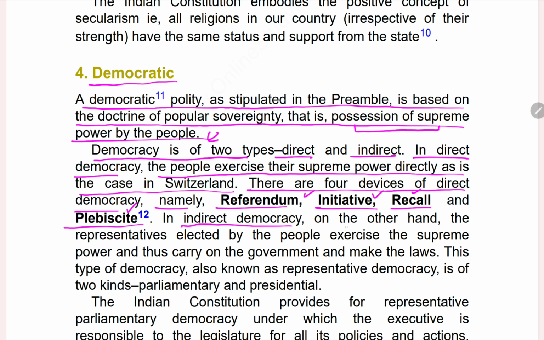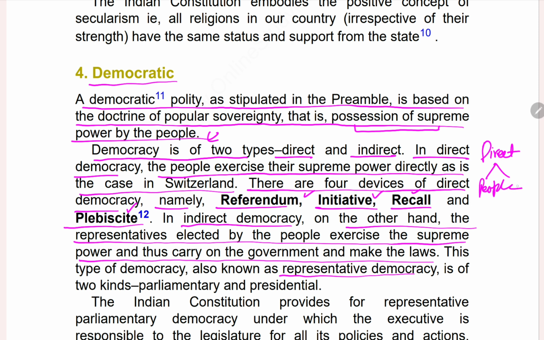In indirect democracy, on the other hand, the representatives elected by the people exercise the supreme power and thus carry on the government and make the law. We also call this type of democracy a representative democracy, which India follows. So in direct democracy, people directly take part through referendum, and in indirect democracy, it is through the representative government.